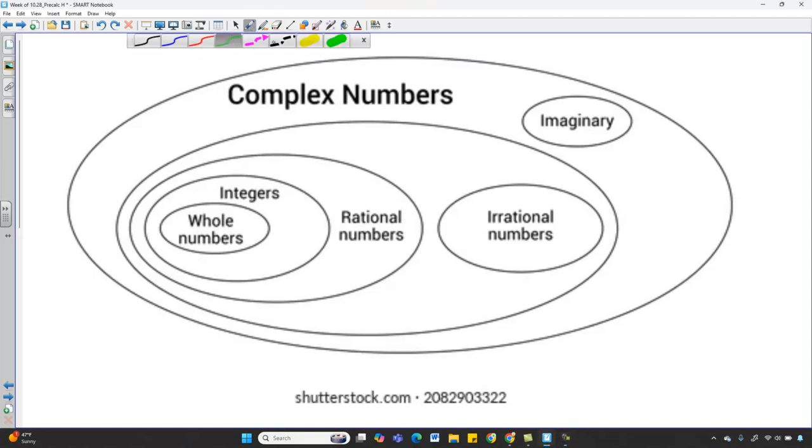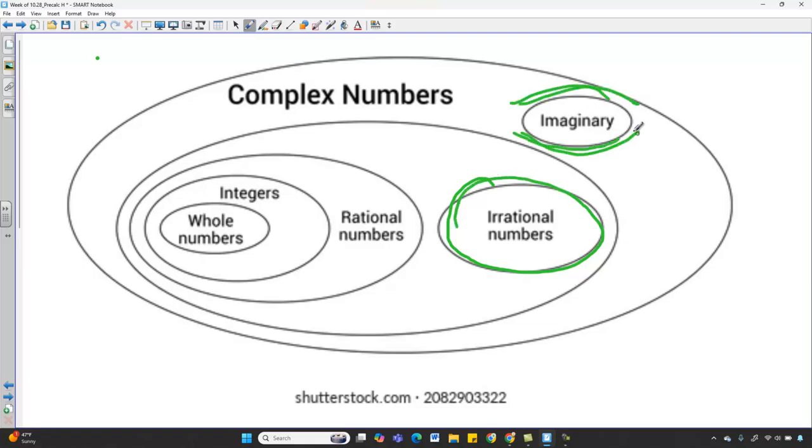Alright, so basically what we're trying to do in this video is find irrational and imaginary roots, or complex roots, as people sometimes call them. I don't know why that won't scribble that well, but that's okay.